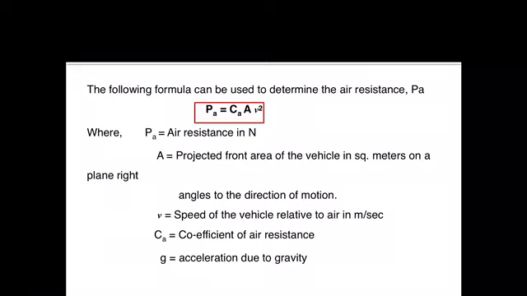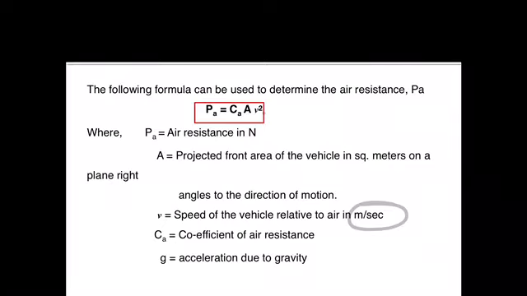Okay, so what is the projected area? For the front portion, the height of the vehicle multiplied by the width of the vehicle gives you the front projected area in square meters. V is the speed of the vehicle, so note this down, it will be in meters per second. If the value of V is given in kilometers per hour, convert it to meters per second and then use it in this formula.